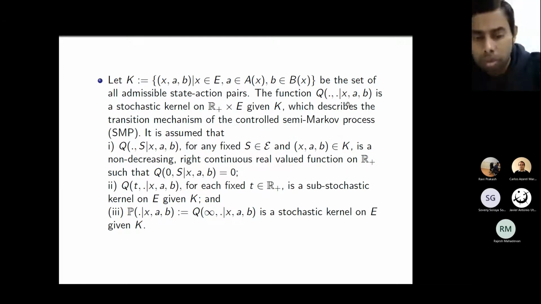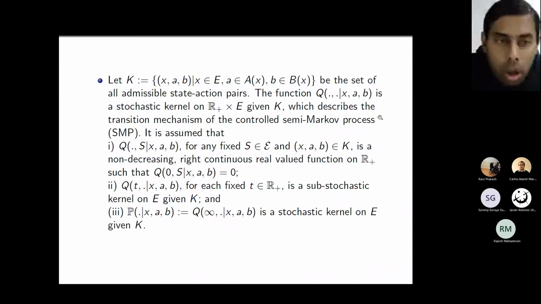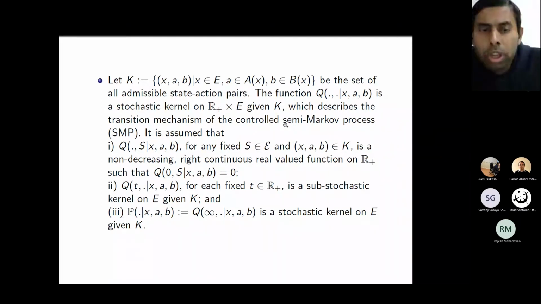So if the current state of the process is X, and player 1 chooses action A and player 2 chooses an action B, then what will happen next? What will happen in future, the evolution of the process, will be described by this Q. Now, before going further, let me just very briefly explain what happens.